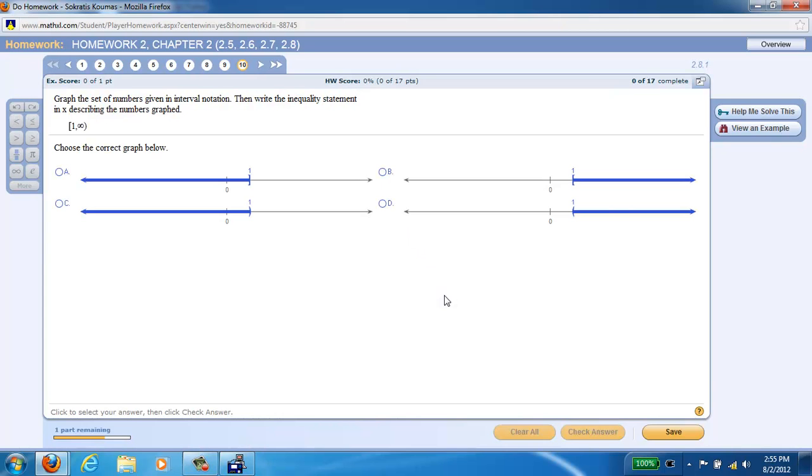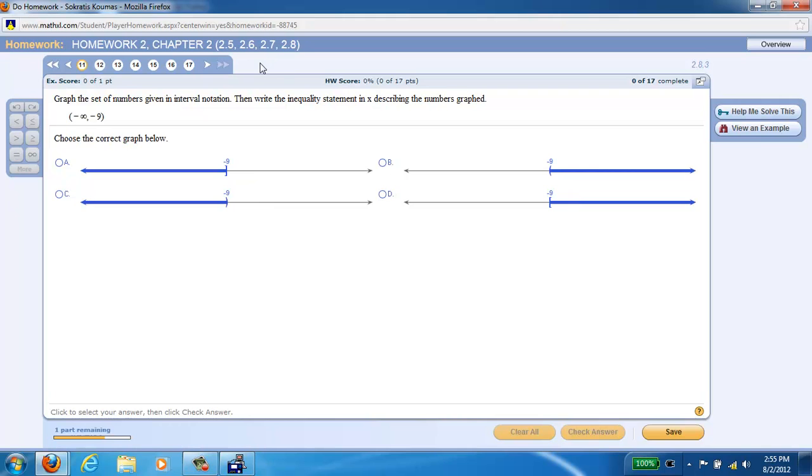Problem number 10, you have to give the correct graph. Don't forget, if you have a bracket, that means the number has to be included. If you have a parenthesis, the number is not going to be included. So you know directly that C and D, you have a parenthesis, will be wrong. Chapter 11, problem 11, the same as problem 10, but now you have a parenthesis.